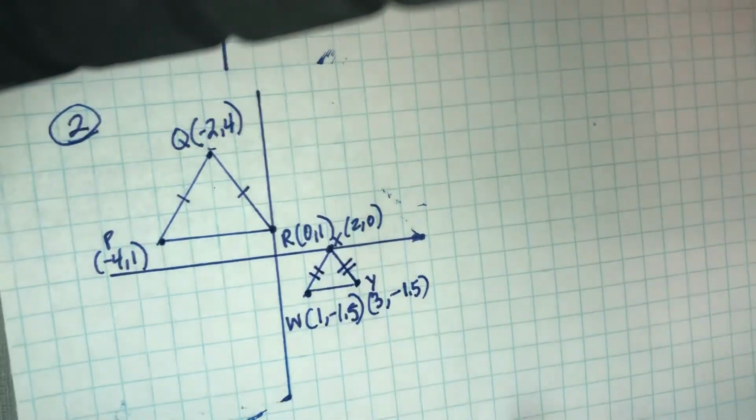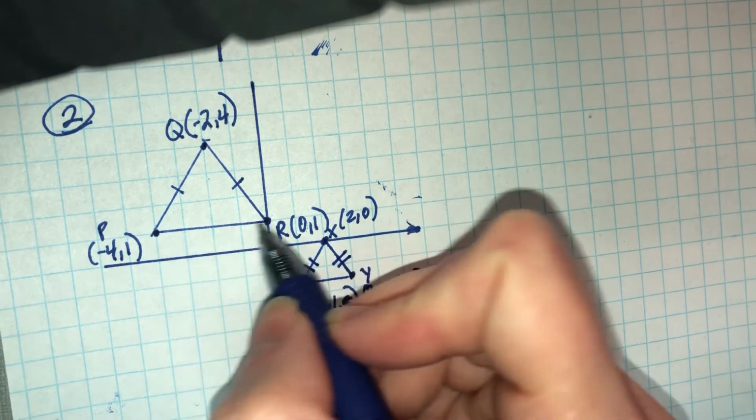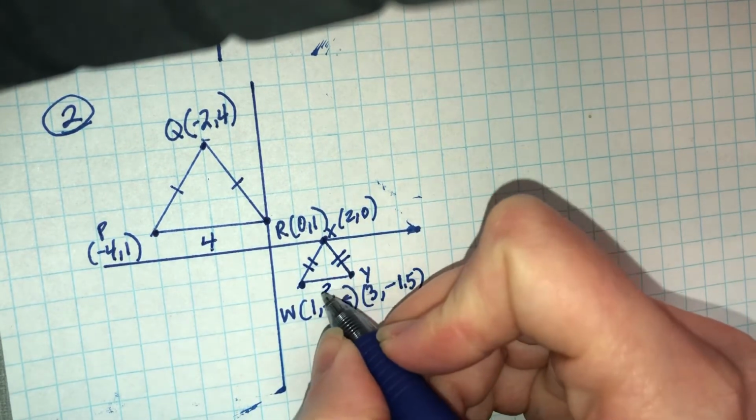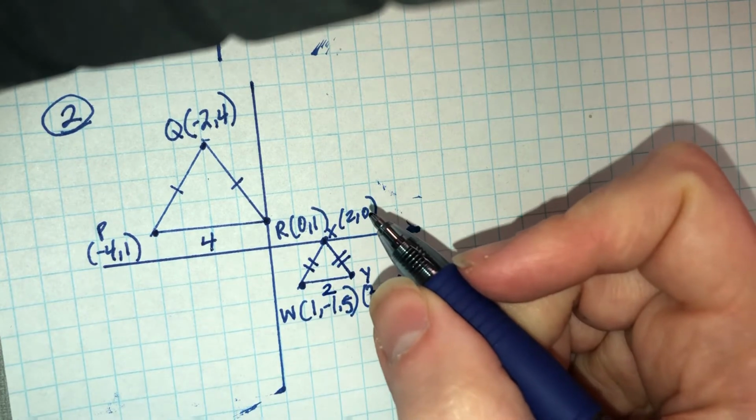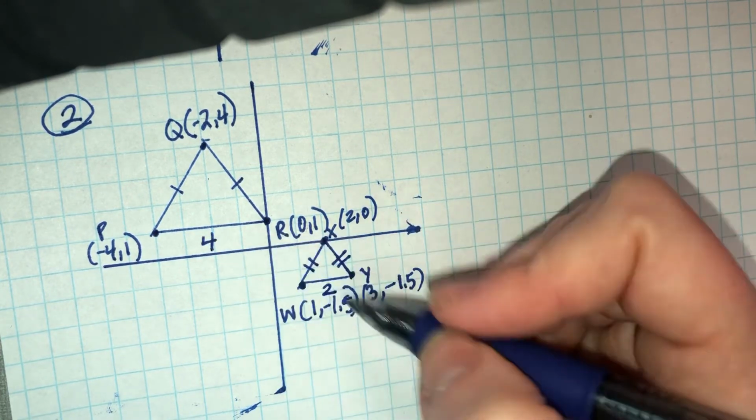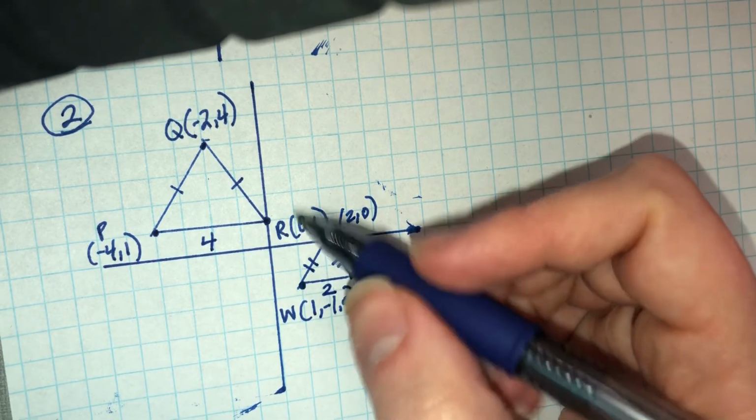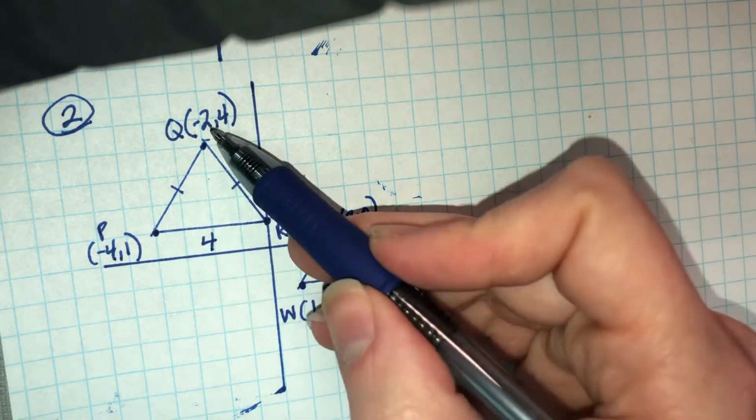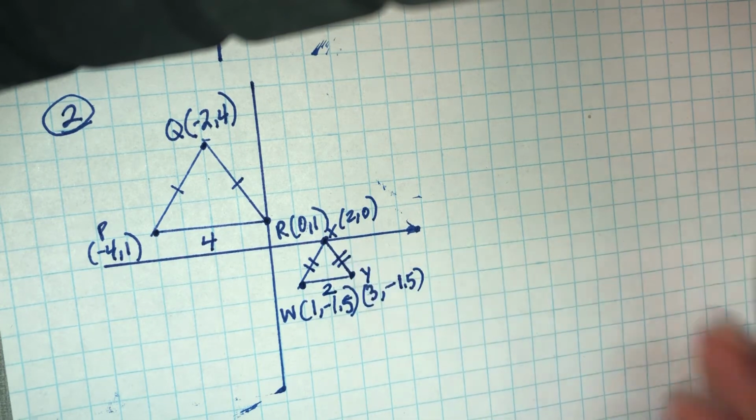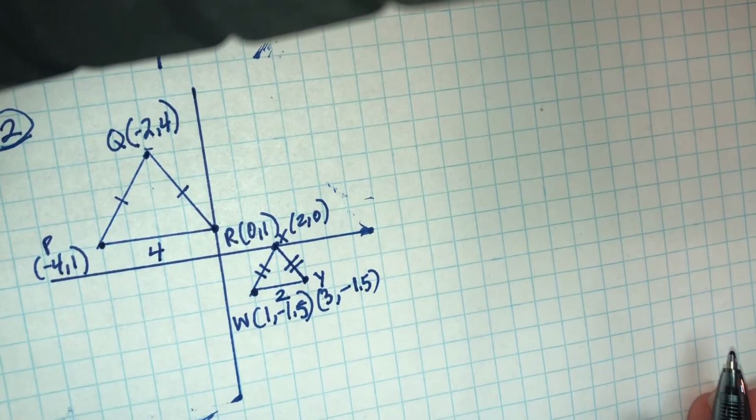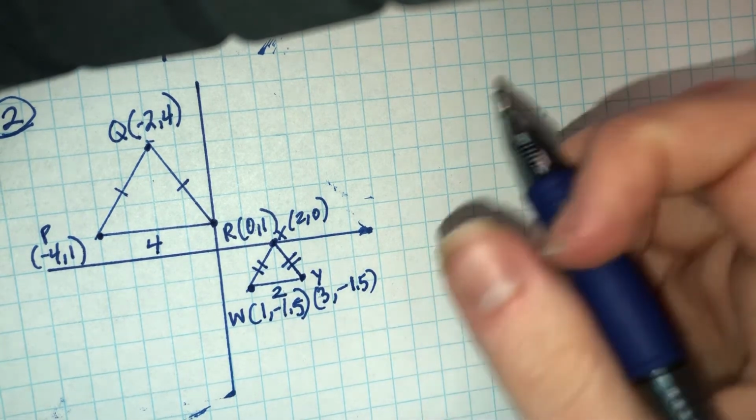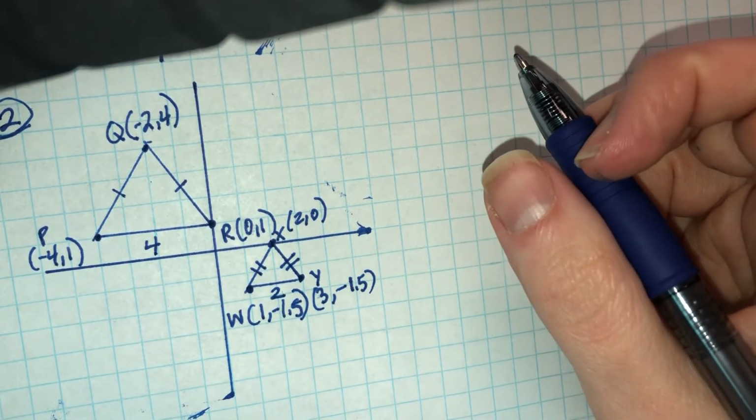But we don't know how long all these sides are. The bottom side is easy. This is 4 if you count over, and this is 2. So it looks like we could have a scale factor of 2, that the big one is twice as big as the little one. But we need to check these other sides to see if they follow that. And if they do, if all the sides are proportional, then these would be similar triangles.